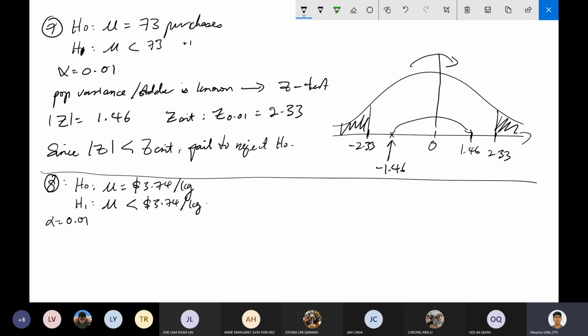T-test or Z-test? Okay, because why? Your n is less than 30 and the population standard deviation is not known. So you use your t-test. Then your t, you end up with 5.